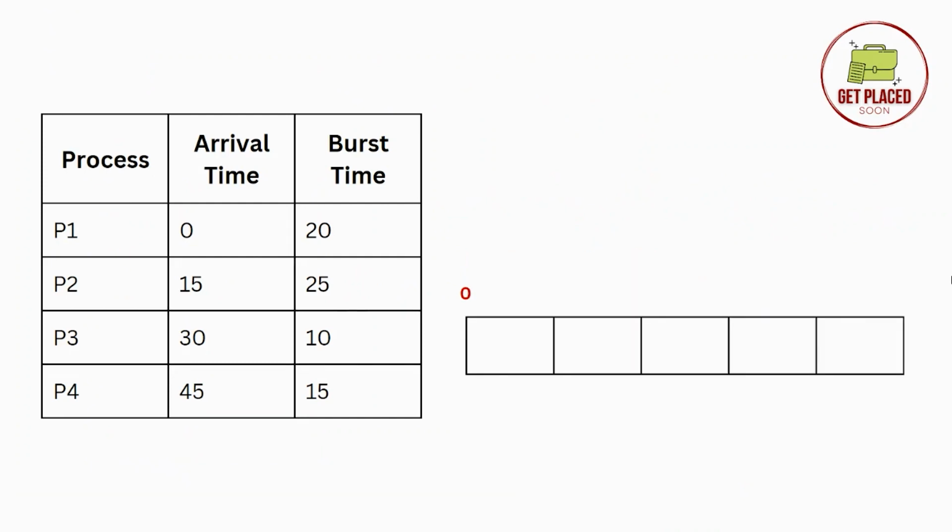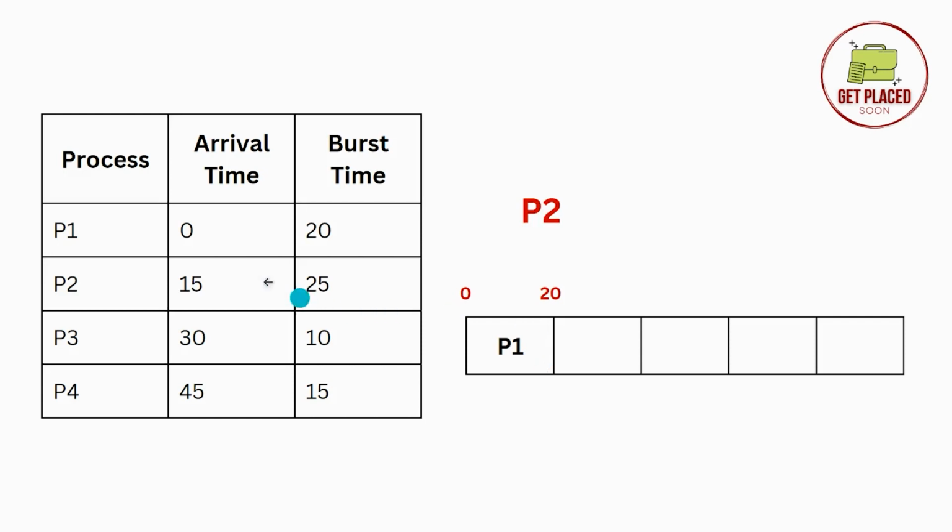Let's get started. For whatever the problem is, we start with the arrival time. We start at 0. At point 0, only one process arrives into the queue, that is P1, and the burst time of P1 is 20. So from 0 to 20, P1 will be executed. Before time 20, P2 arrives at 15, but its burst time is 25, which is more. In shortest job first, we choose the job with less burst time. That's why we won't take P2, and P1 will complete its execution.